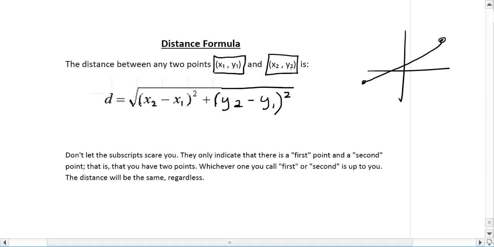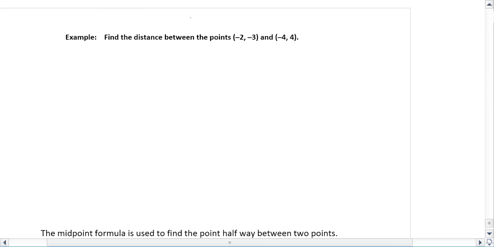Again, just like slope, be consistent. If you start with the x2 when you subtract the x's, you must start with the y2 when you're subtracting the y's. So let's try an example. We're asked to find the distance between these 2 points. And again, it doesn't matter. I'm just going to happen to choose that this is x1, this is y1, this is x2, and this is y2. And I like writing it above there just so I can keep it straight.